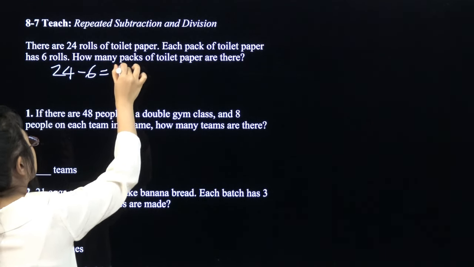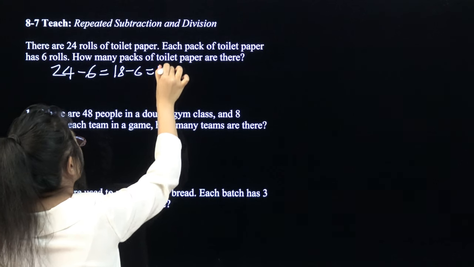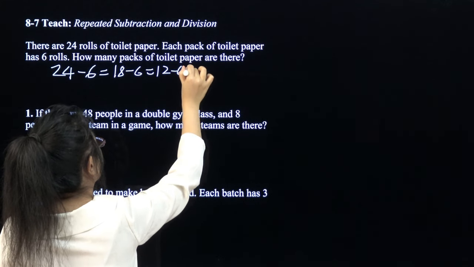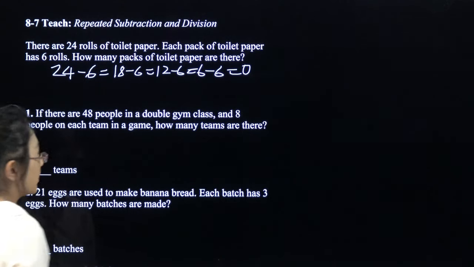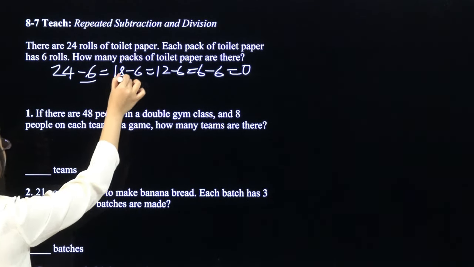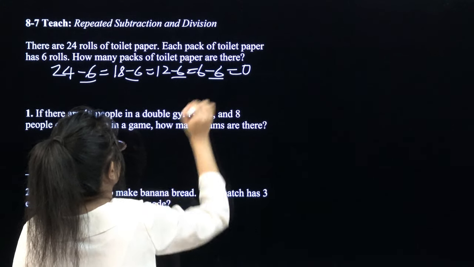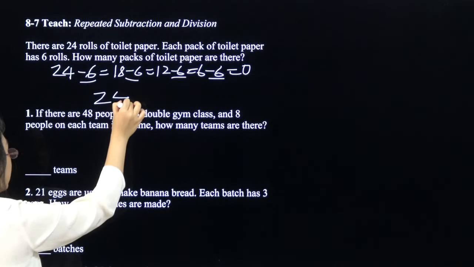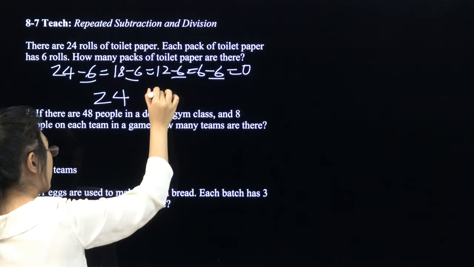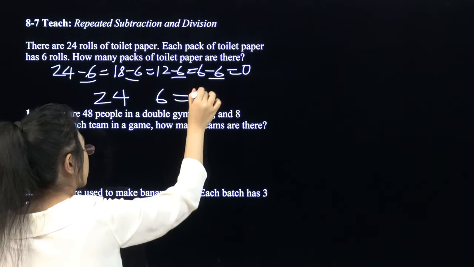24 minus 6, 18. 18 minus 6, 12. 12 minus 6 is 6. 6 minus 6 is 0. How many times did we subtract 6? Well, 1, 2, 3, 4. 4 times. In division, we would say 24 divided by 6 is equal to 4.